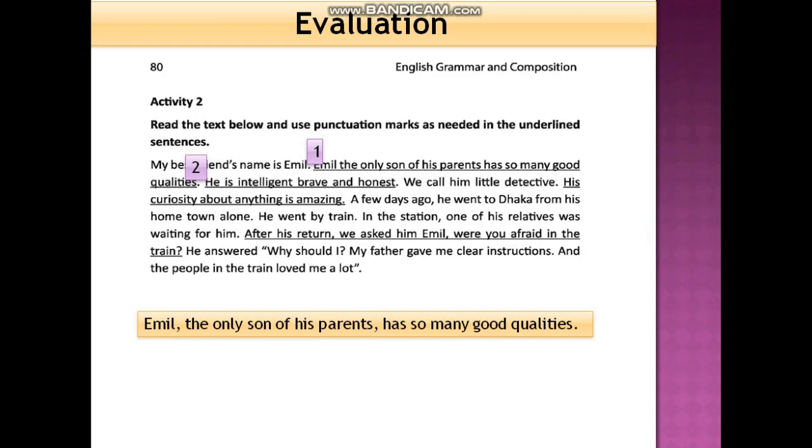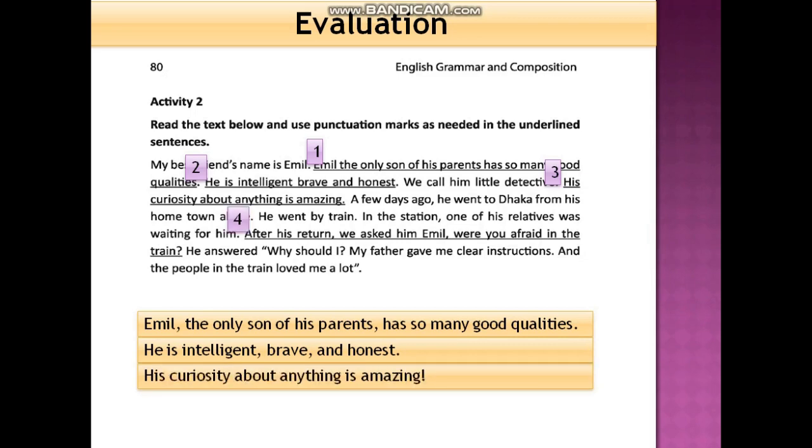2. He is intelligent, brave and honest. So, let's use punctuation. He is intelligent, comma, brave, comma and honest. And the third one, his curiosity about anything is amazing. What would be? Let's see the answer. His curiosity about anything is amazing. It's a deep passion or an emotional expression.